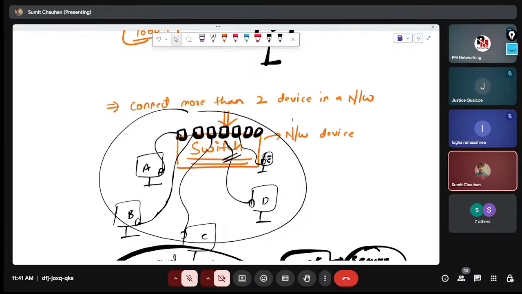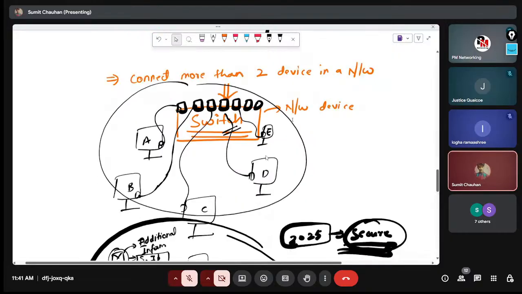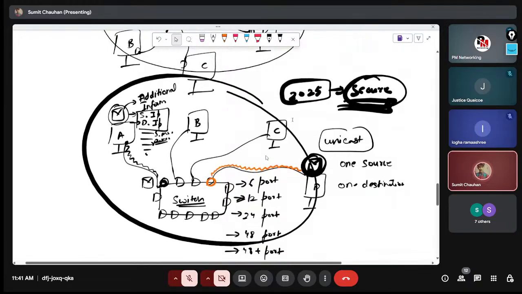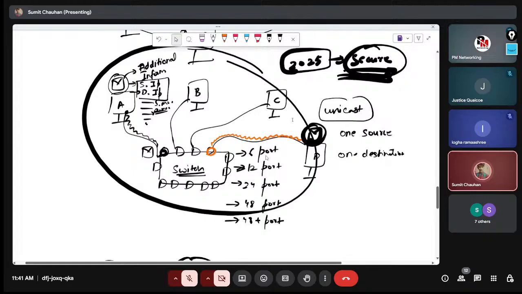You can have four devices, you can have 50 devices, or even 200 devices inside that single network. Whenever you want to build a network, definitely you will be using a switch, or multiple switches, but switches are used to build a single network. You connect your end devices to the switches. Switches come in various port counts: 6, 12, 24, 48, 48 plus, according to your requirement, and what kind of network you want to build.